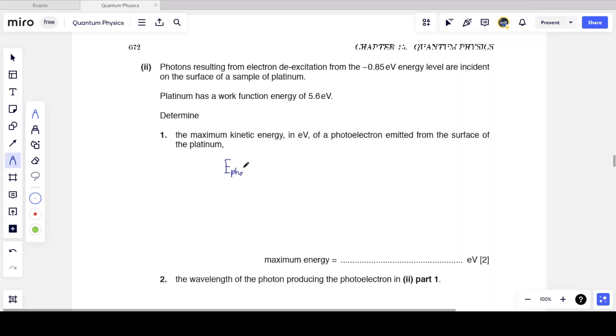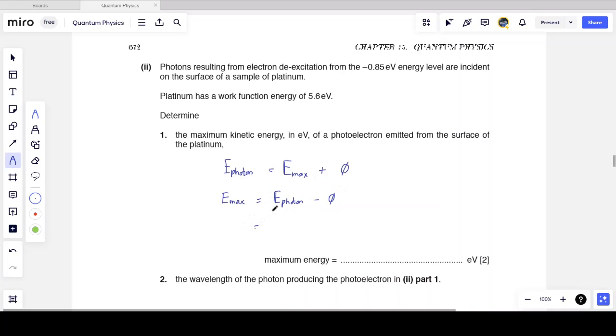Before I even get caught up with what I need to do, let me just write down the equation of the photoelectric effect. The energy of the photon is equal to the energy of the electron, we usually call it E max, plus the work function energy, phi. What this means is the maximum energy of the emitted electrons is equal to the energy of the photon minus the work function phi.